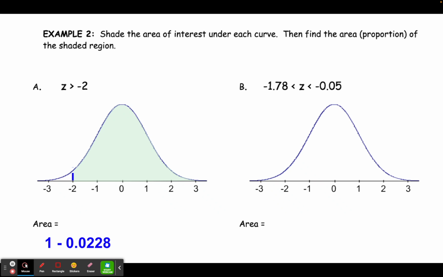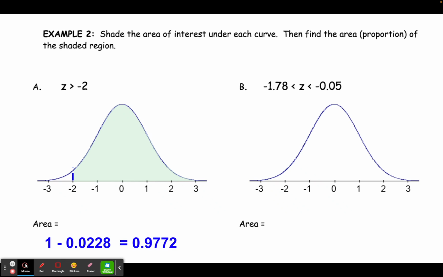Now, when I look up a z-score of -2 on my table, I am given a very small area, this 0.0228, which is the area to the left. That's the unshaded region. So I want to subtract that from 1. That gives me a final answer of 0.9772.